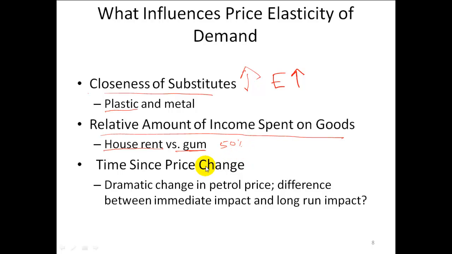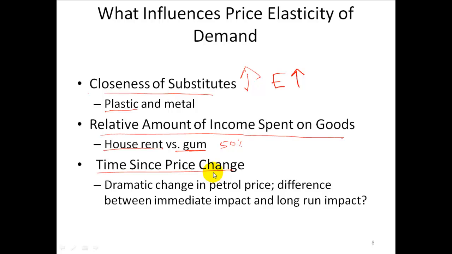Now, the third point, which has to do with the time period since the change. This is the time period since the change in price. As you can imagine, if a very short time elapses after the change in price, then the demand does not change too much. But as more and more time passes, then the demand will obviously change more.